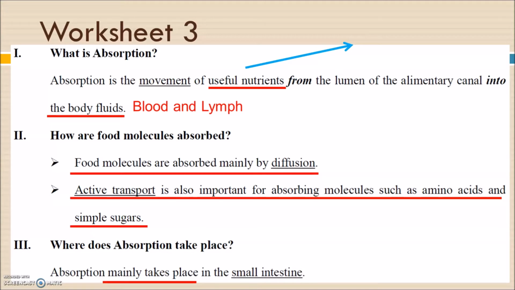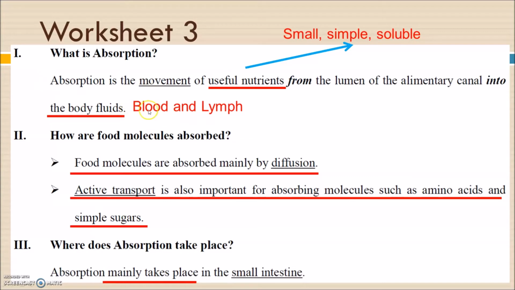But why do we need blood and lymph? Because of the criteria of the so-called useful nutrients, that means the digested food. It must be small, simple, and soluble. And for soluble, it can be either water soluble or fat soluble. For example, salt, glucose, amino acid, they are water soluble. And fatty acid, glycerol, and maybe vitamin D are fat soluble. So the water soluble and fat soluble nutrients need to go to blood and lymph respectively.